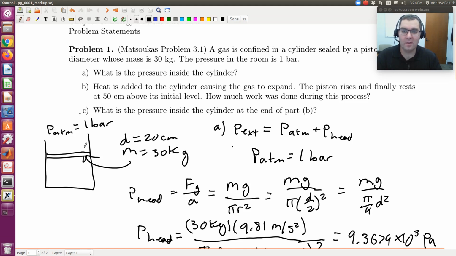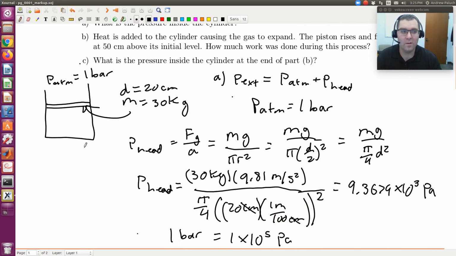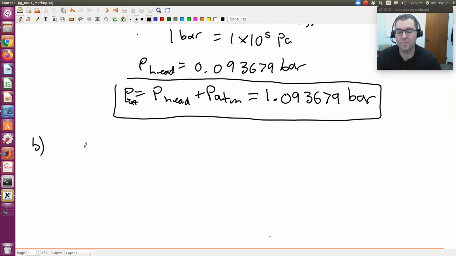Based on the information given, I'm going to assume that the work is done reversibly. I'm going to assume that we have reversible PV boundary work. We're not told how much heat's added, and we're not given any other variables or parameters that allow us to characterize our system. So the only way I see solving this is to assume that my work is reversible.